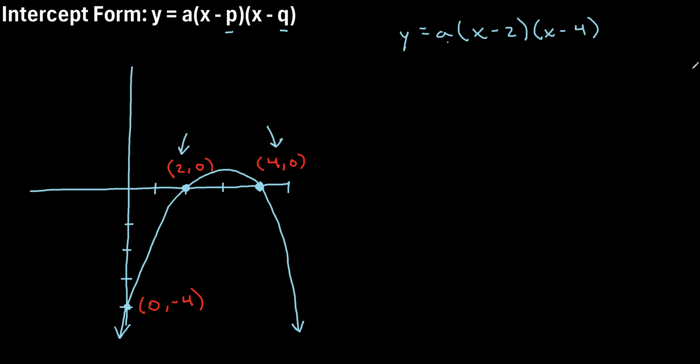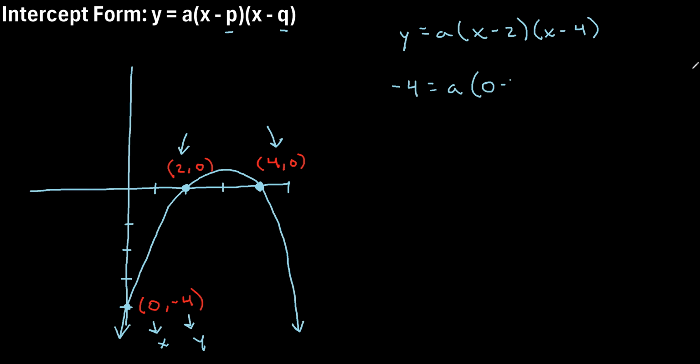Now notice the only value that we have to solve for is a. So the way that we can do that is we can use this other coordinate that we're told also belongs on the parabola, (0, -4). So if we plug in a 0 for x and a -4 for y, we can solve for a. So let's do that. So we'll say -4 is equal to a. Remember, for x, we're going to plug in a 0.